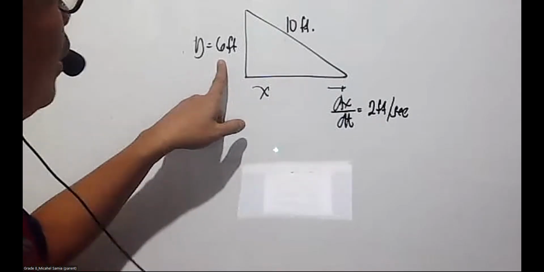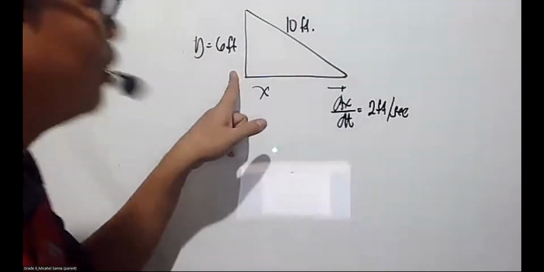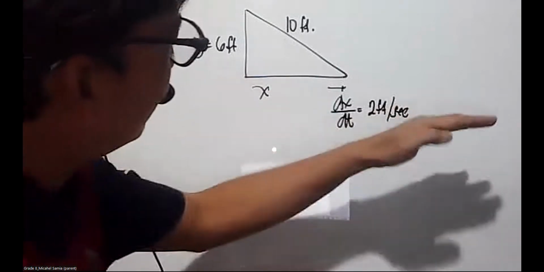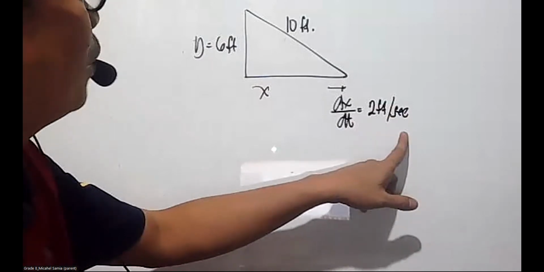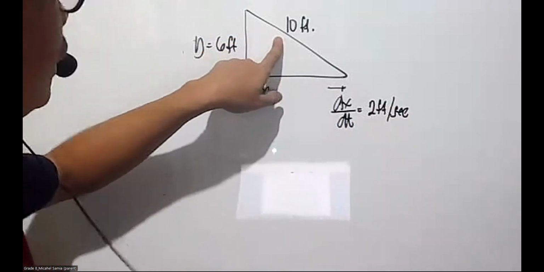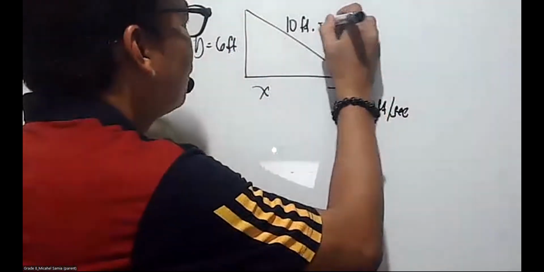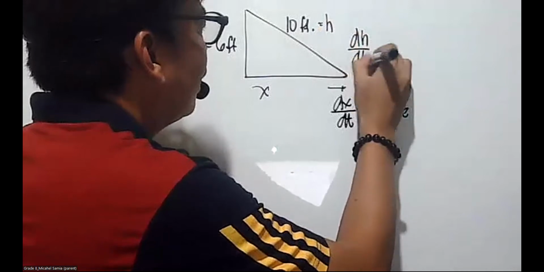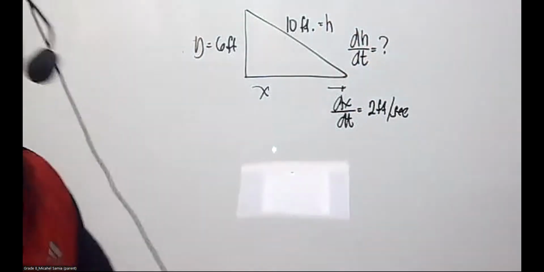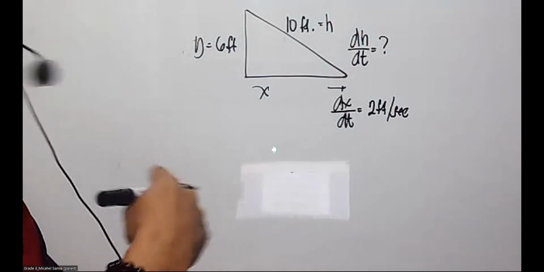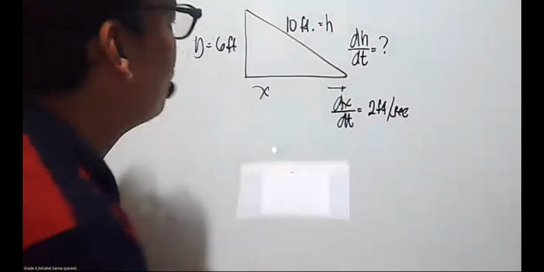Your y is 6 feet by your selection; it's not moving, not increasing. Then your x is increasing at a rate of 2 feet per second. And of course, your hypotenuse will also be increasing. Let's say this is your hypotenuse. We denote this as dh/dt. We do not know the value, so this is what we're going to look for: the rate of change of the hypotenuse when it is 10 feet long.